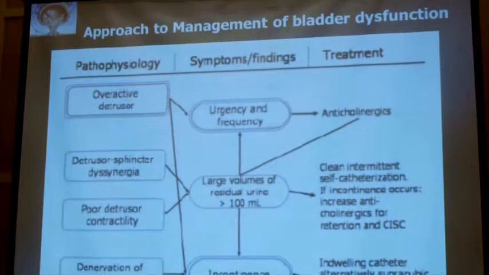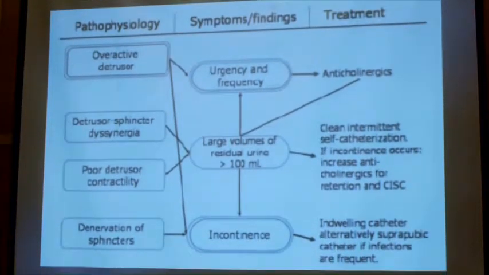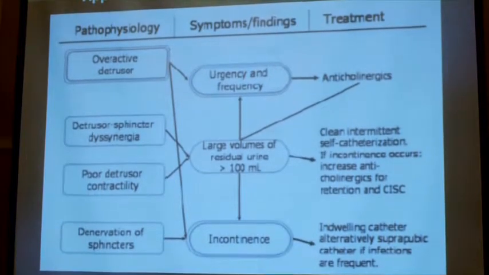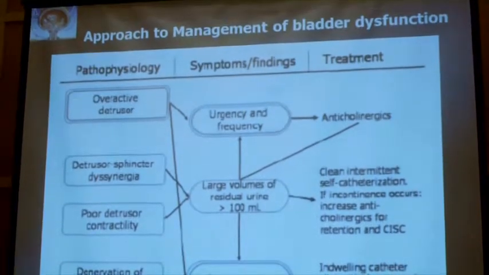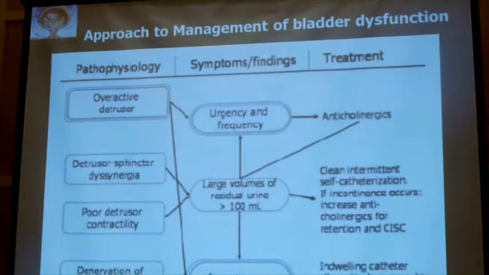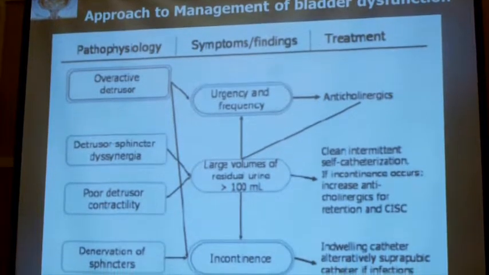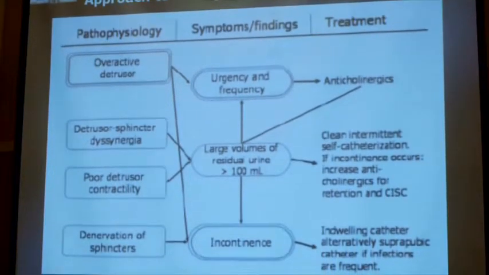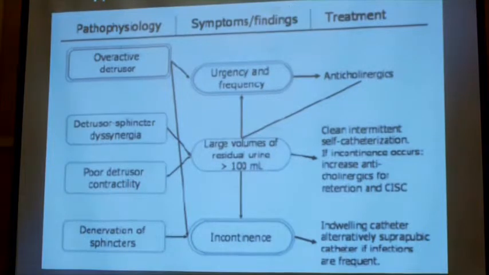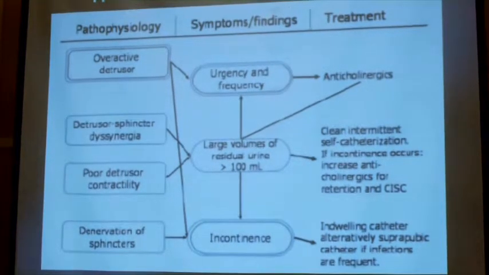So basically this flow chart shows what all things can go wrong in the lower urinary tract in patients with MSA. You can have an overactive bladder. The bladder becomes irritable and contracts during filling when normally it should not. So the patient will have frequent urination, urgency, they have to rush to the bathroom, they leak urine all the time. Or the bladder muscle and the muscle below the bladder are not coordinating, so you get dyssynergia.